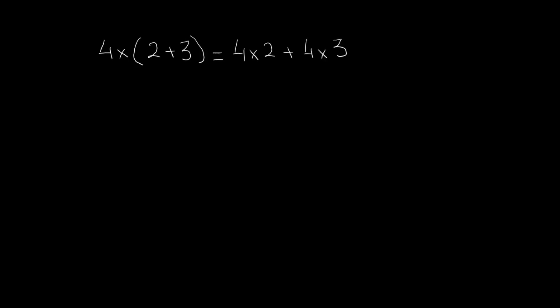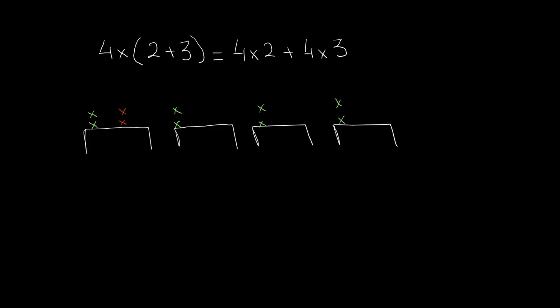So how do we understand this law? Here's a picture that should hopefully clarify these things. Let's say I have four tables: 1, 2, 3, 4. What I'm going to do is put two green apples on each table, and three red apples on each table. So now I have two green apples and three red apples on each table.